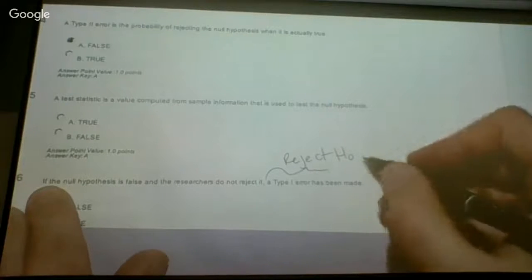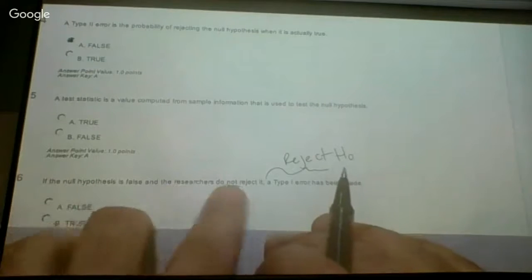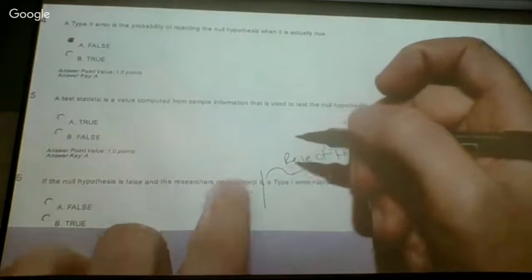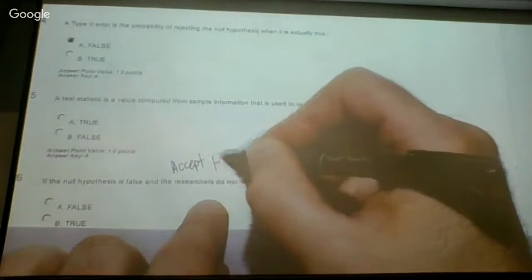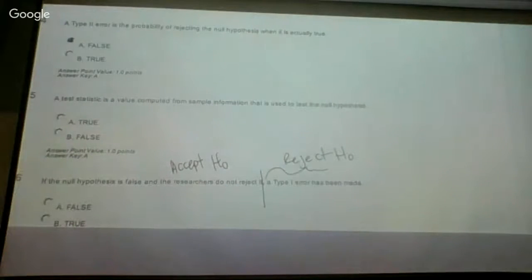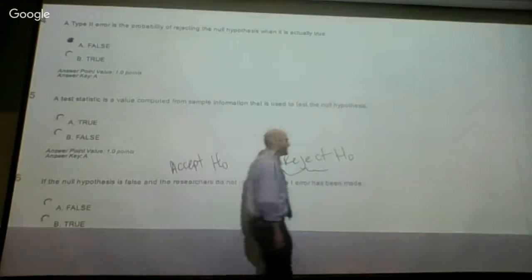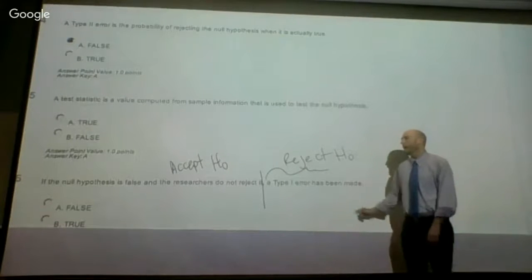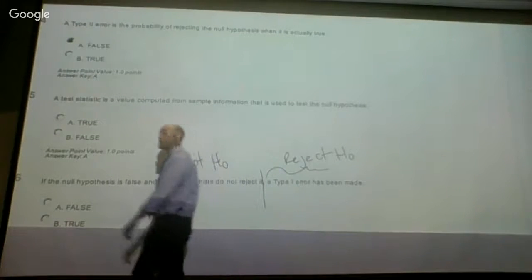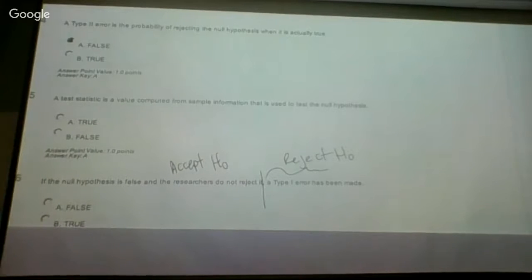This says the null hypothesis is false and researchers do not reject it. So this suggests that researchers accept the null, but a type 1 error can only occur when you reject the null. Based on the premise and the consequence, I'm going to say this one is, what am I going to say this one is? False. So it says false.